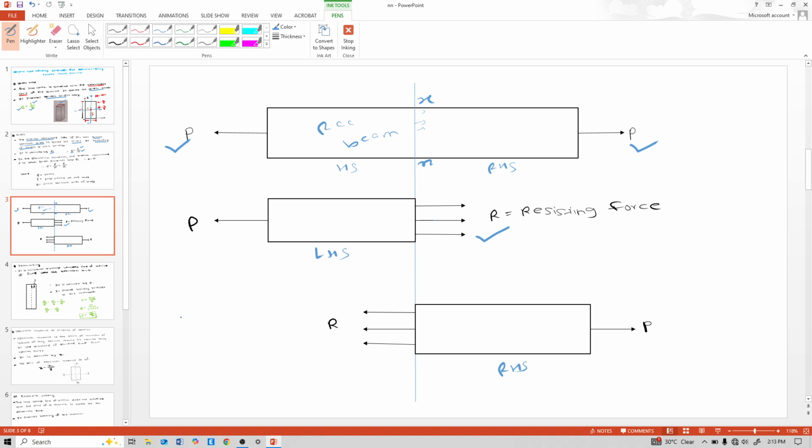So see here, sigma is equal to P by A. Learn this formula. If we increase the area of the beam, then the stress will decrease. If load increases, stress increases. So remember the relation: sigma is directly proportional to P. Stress is directly proportional to load, and stress is inversely proportional to area. Remember that. Inversely proportional means there is a reverse relation.